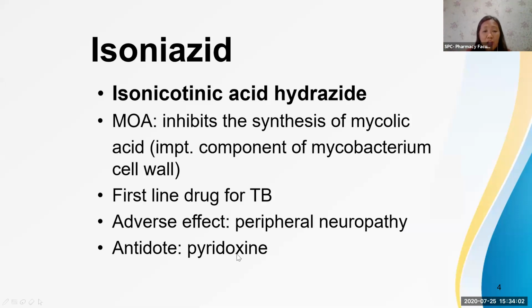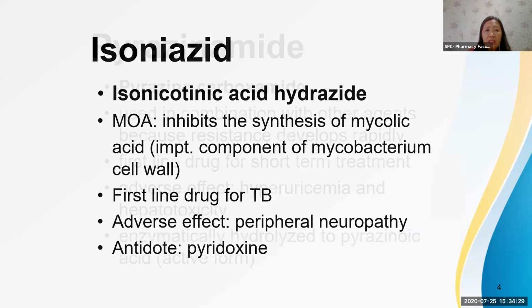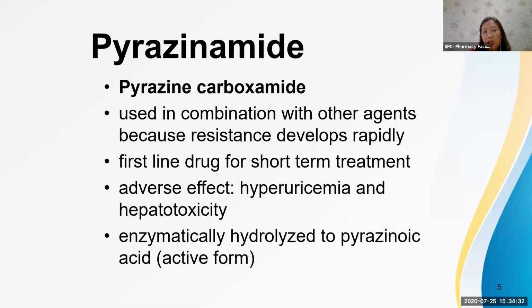So then the antidote if there is peripheral neuropathy is the use of your pyridoxine or your vitamin. Ano ang pyridoxine? Vitamin B6. Di ba dapat memorize nyo yan ha? Ano ang B1 to B12? Okay, that's your isoniazid. Then next to that is your pyrazinamide.